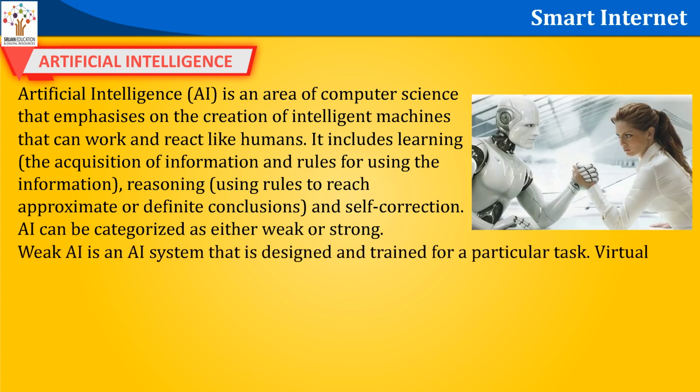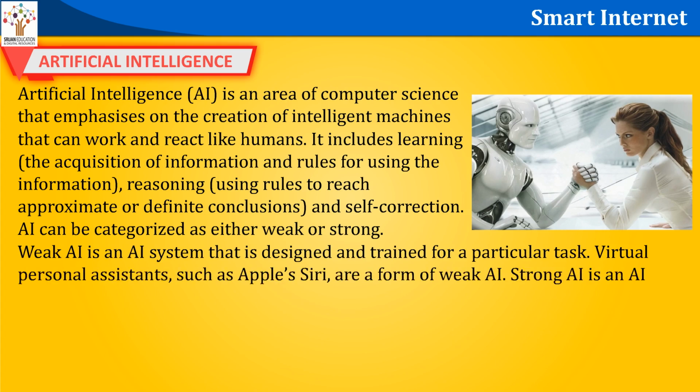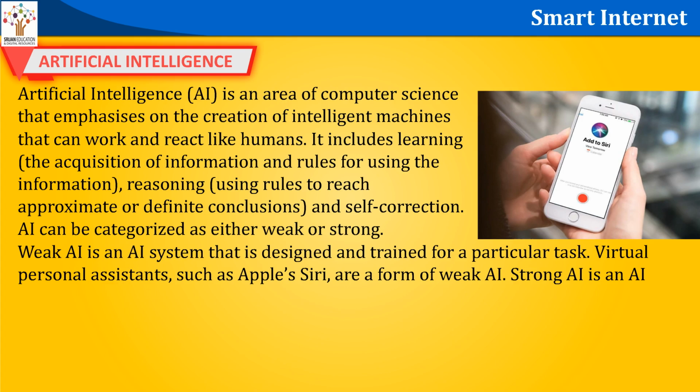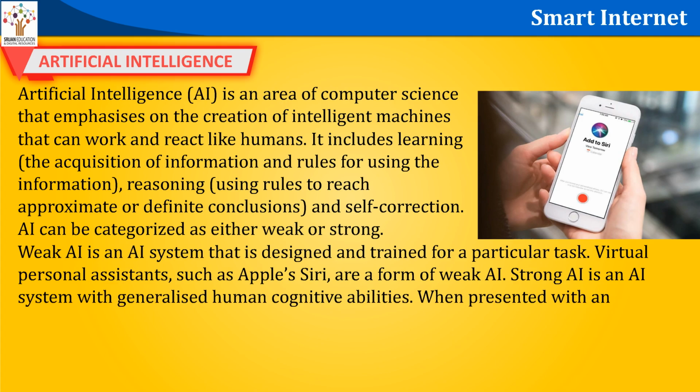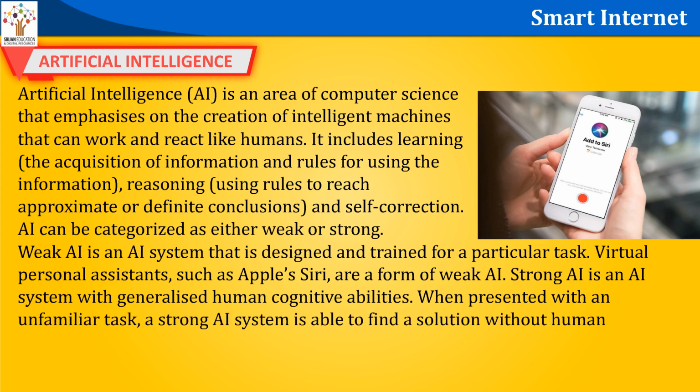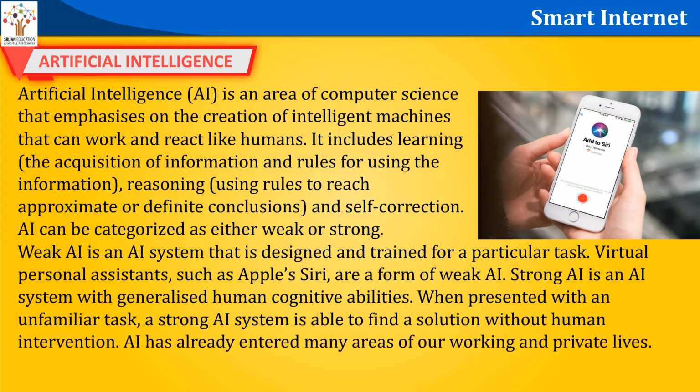Weak AI is an AI system that is designed and trained for a particular task. Virtual personal assistants such as Apple's Siri are a form of weak AI. Strong AI is an AI system with generalized human cognitive abilities. When presented with an unfamiliar task, a strong AI system is able to find a solution without human intervention.